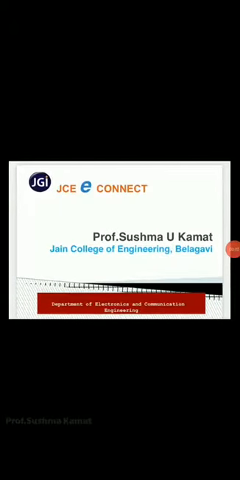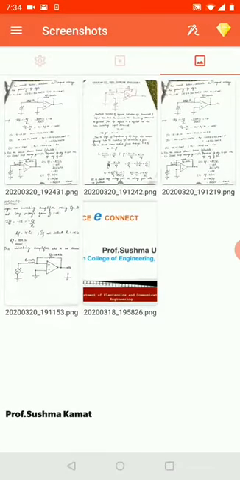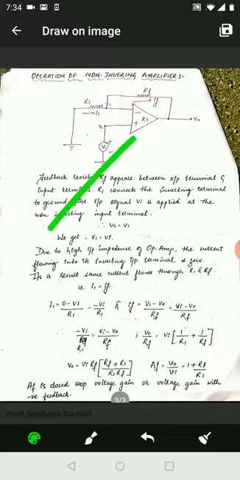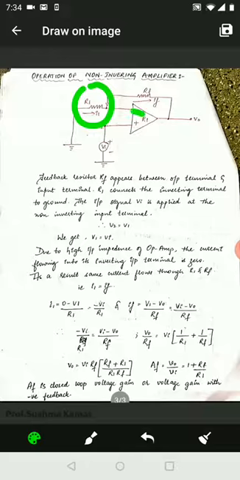Let us now move to the next topic, which is the operation of the non-inverting amplifier. The name non-inverting amplifier itself suggests that the input has to be given to the non-inverting terminal, or the positive terminal. That is why Vi is being given to the positive terminal. Next, via resistance R1, the inverting terminal is being given to the ground.